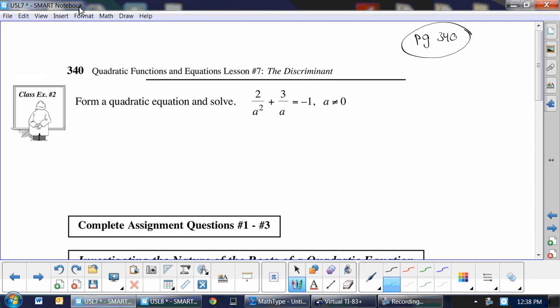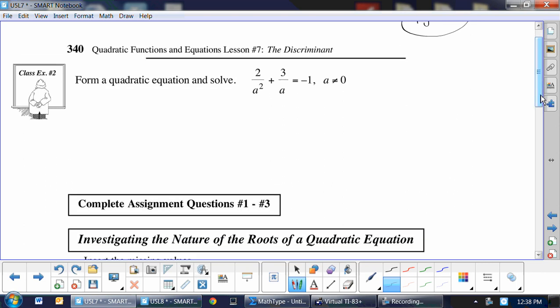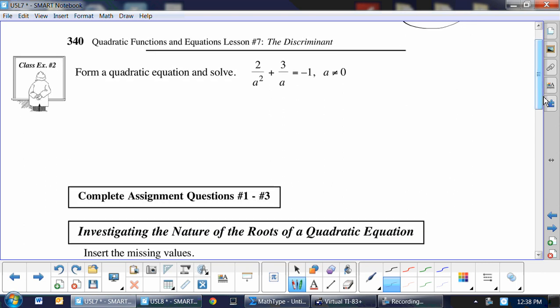Okay, so since we had a snow day yesterday, we're going to do a quick mini lesson for lesson 7, and then we're going to move on to lesson 8. So if we look at class example number 2, we can look at this equation and we can say, oh, that's not a quadratic equation. All of our a's and a squareds are part of the denominators.